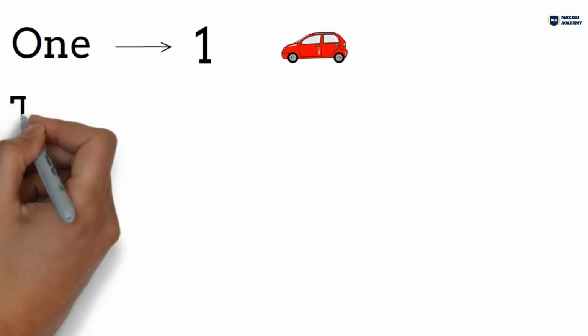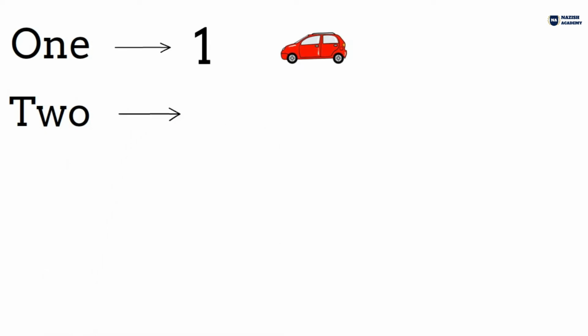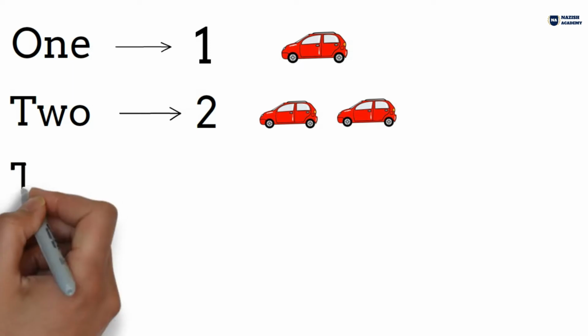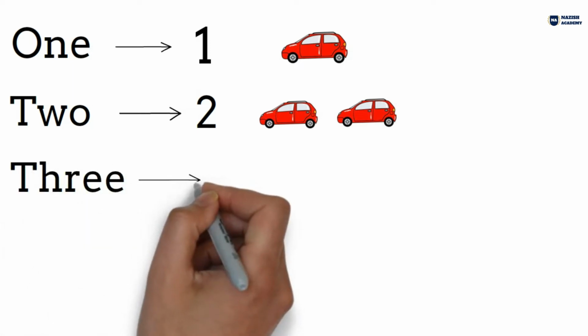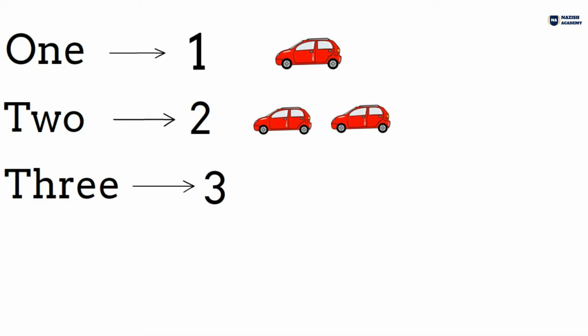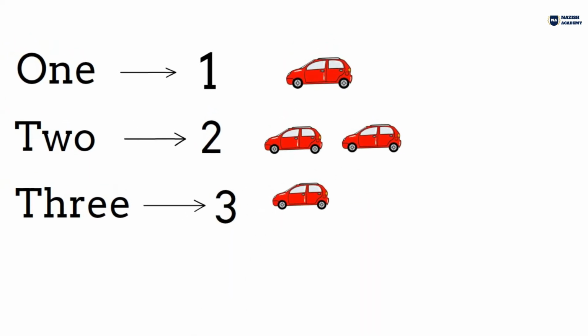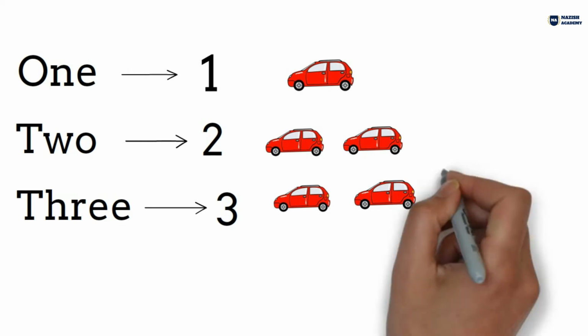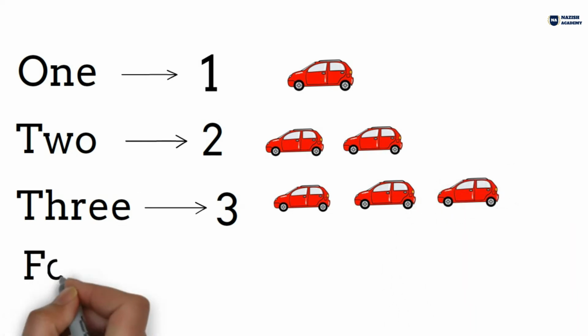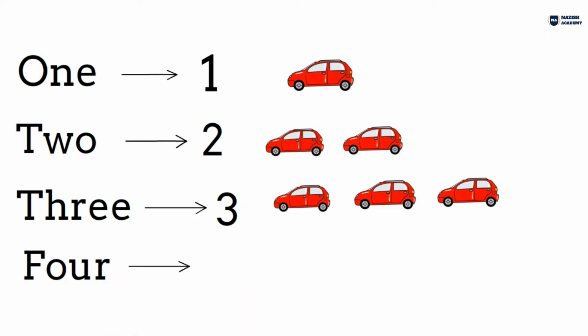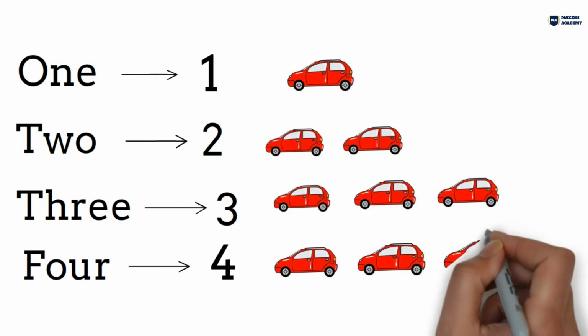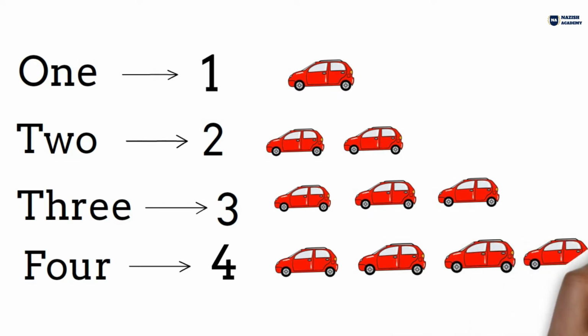One car. Two, 2. 1 and 2 cars. Three, 3. 1 car, 2 cars, 3 cars. Four, 4. 1 car, 2 cars, 3 cars, and 4 cars.